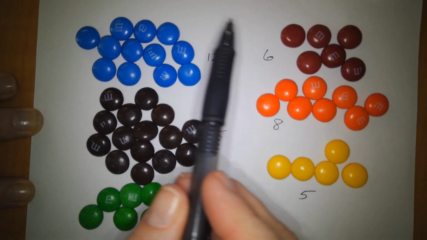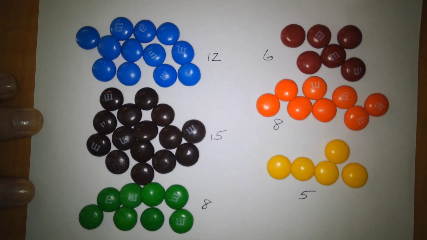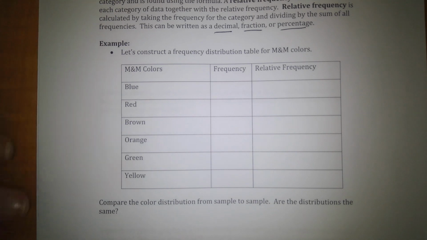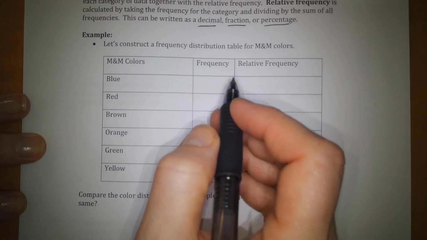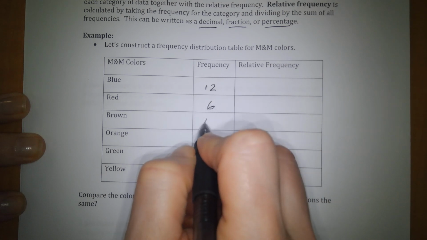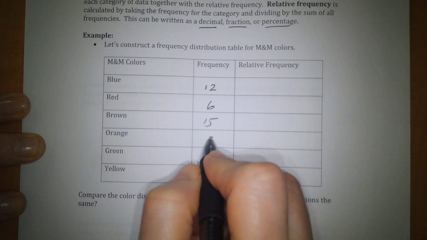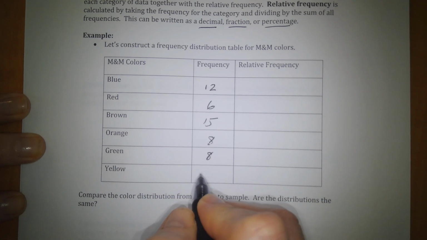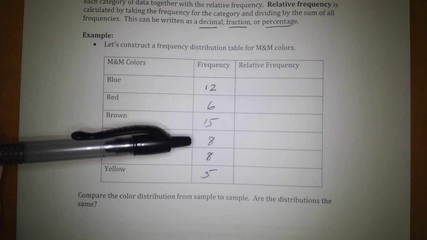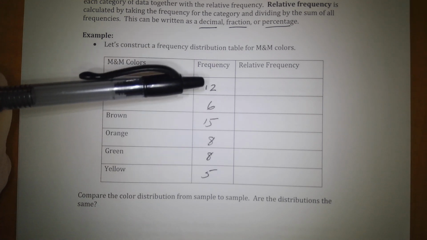Now I'm going to take all of this information, all of these colors, and I'm going to transfer that information back onto the table that was in our lecture notes. So back to the table, you can see from my bag of M&Ms, I had 12 blue, 6 red, 15 brown, 8 orange, 8 green, and 5 yellow. And of course you can do this with your own M&Ms. And your bag could land on the exact same color distribution, but it might also differ from that.